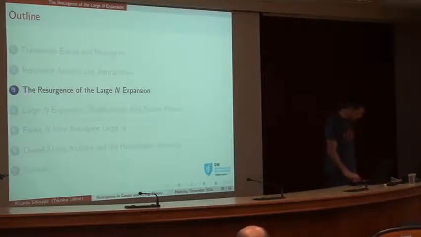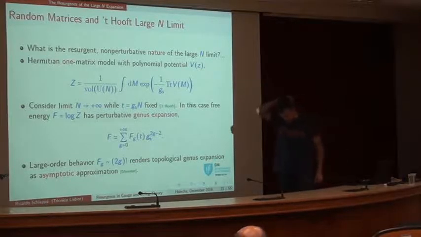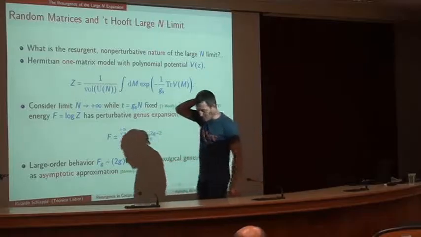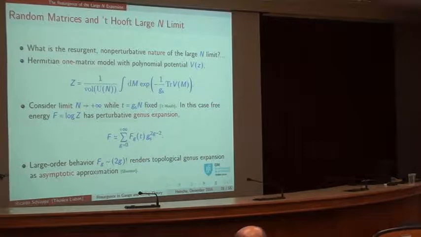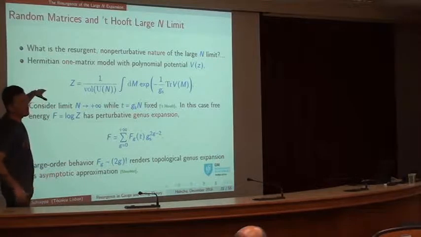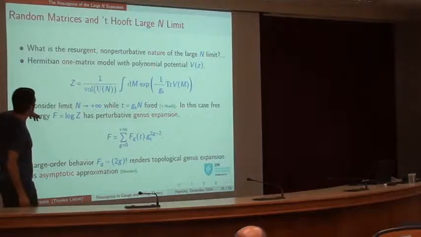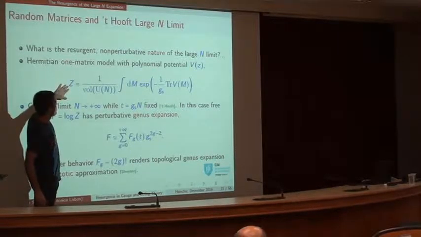So let's see how to do that in the large N expansion. I just want to understand the resurgent properties of the large N expansion. The simplest way to do that is to wash away any issues that can arise from renormalization, and thus we will focus on matrix models. And here's a Hermitian one-matrix model. This is the partition function.